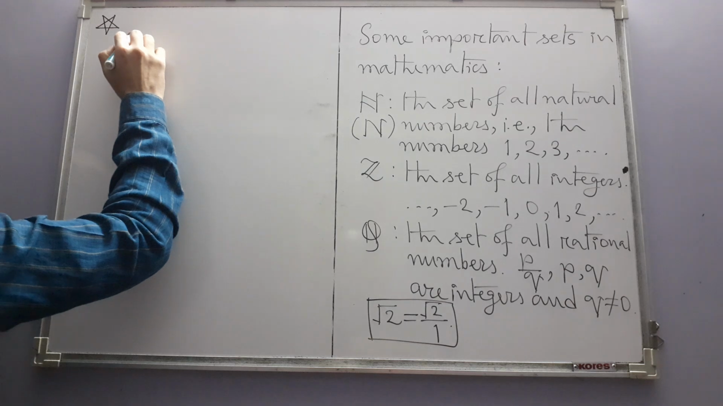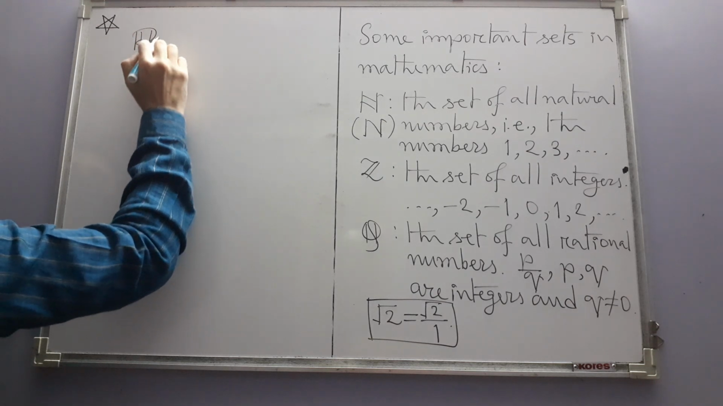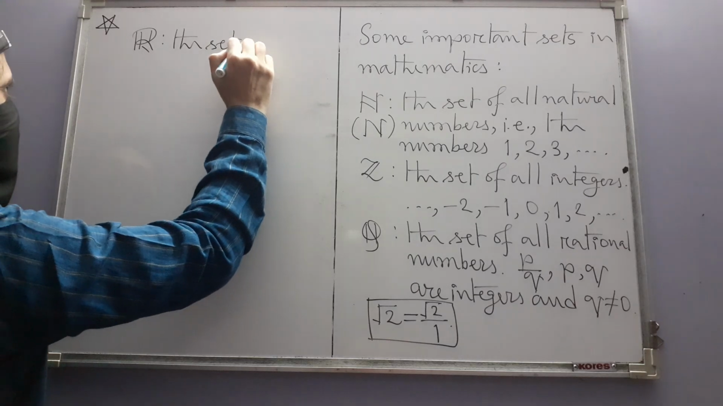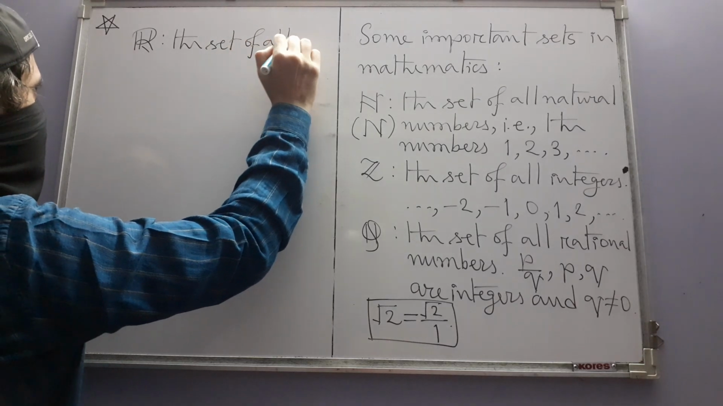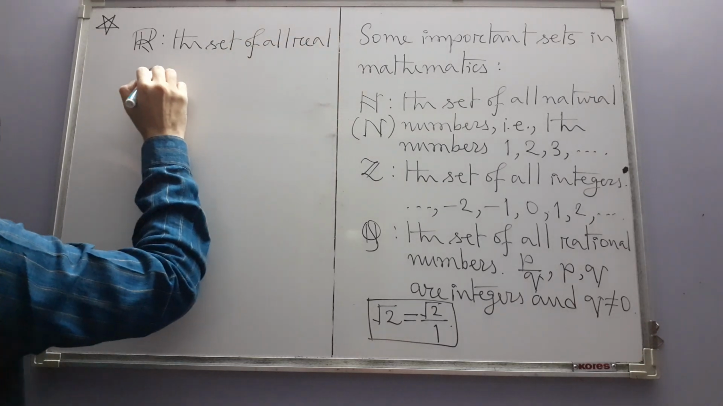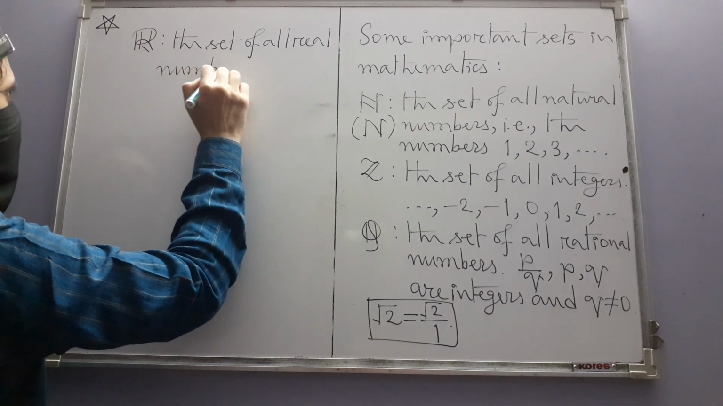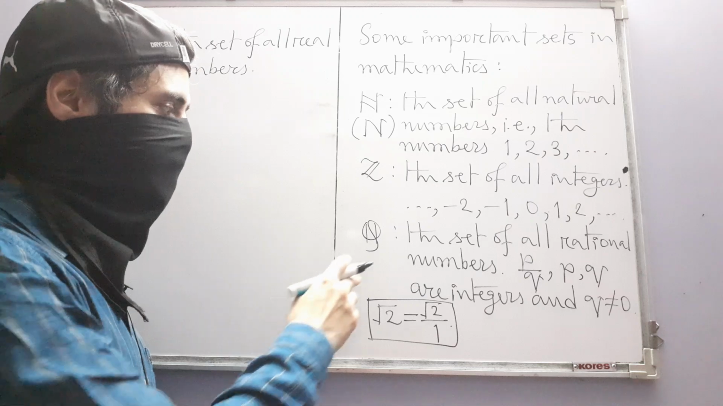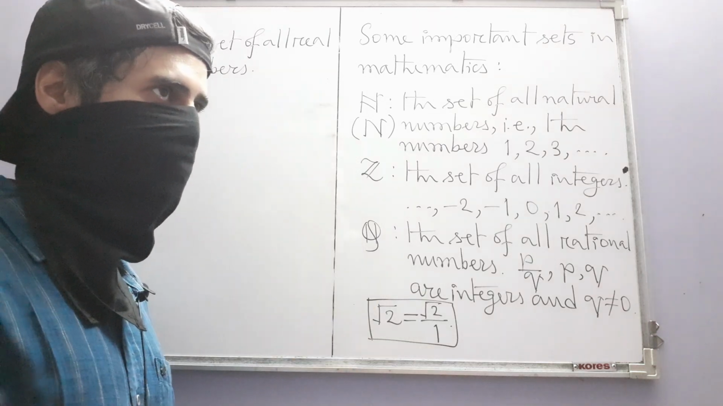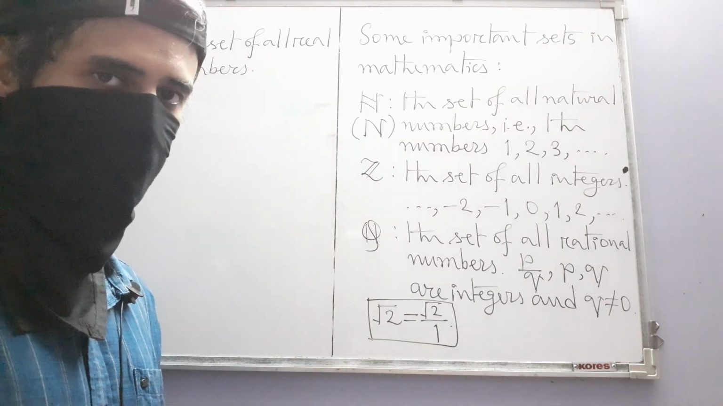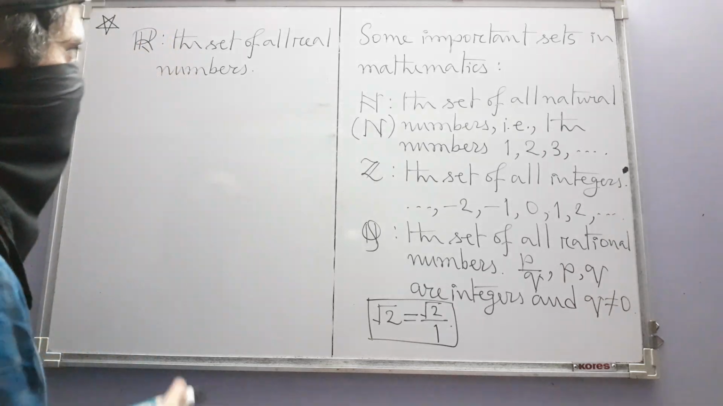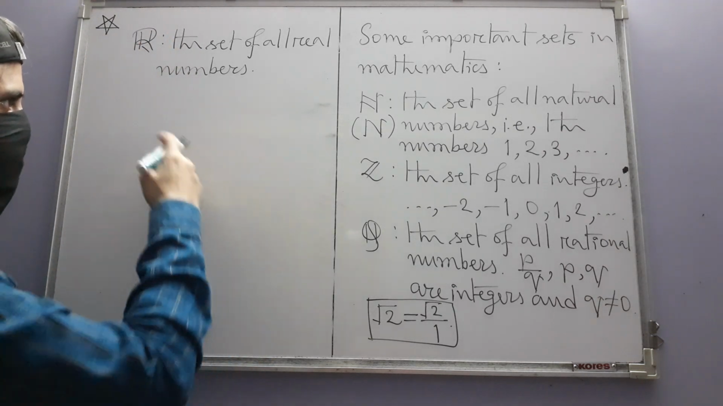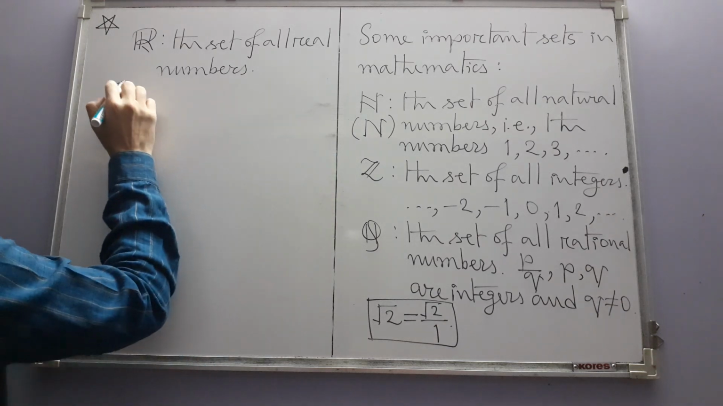Then of course we have R, the set of all real numbers. You know what real numbers are. They include all the rational numbers as well as some numbers which are not rational, which are called irrational numbers. And then the positive counterparts of these last three sets.